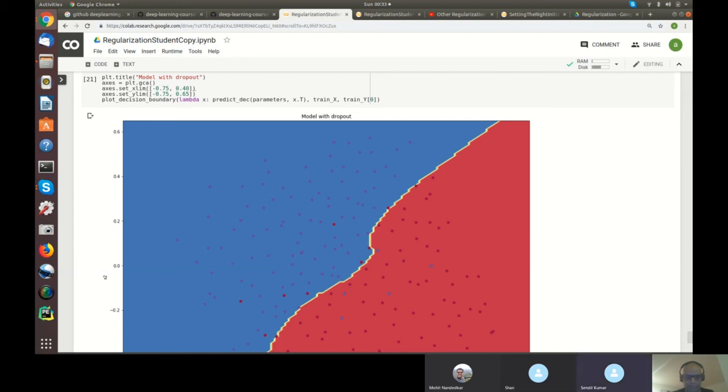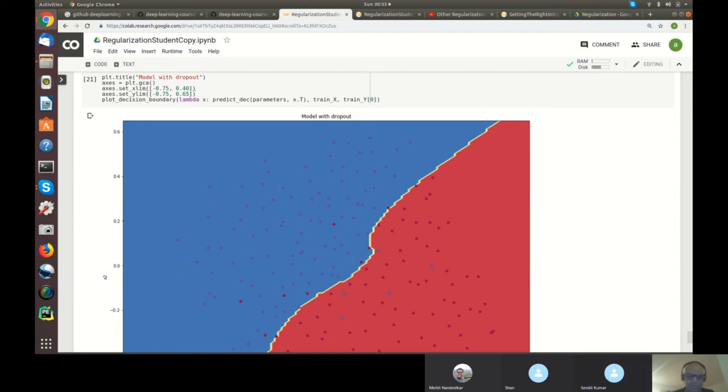First method was L2 regularization, where we take the loss function being optimized and we add lambda, which is a hyperparameter which we control, multiplied by the sum of the square of all the weights, divided by 2m, where m is the number of data points.